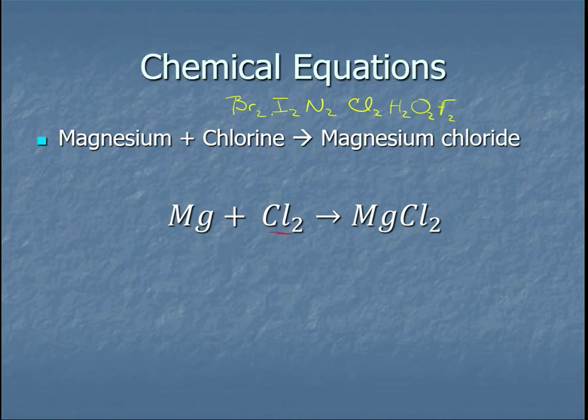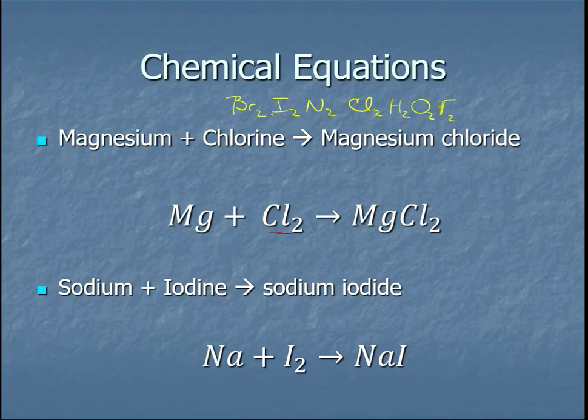Another example of a chemical equation would be this: sodium reacting with iodine to give you sodium iodide. You'll notice these two both start off the same way, one element and then a diatomic, but their products are different. Remember, magnesium chloride is this way because magnesium is +2 in an ionic compound and chlorine is -1. But sodium, being in column 1, is +1, and iodine is -1. So we have different numbers of atoms in the compounds when we're done.